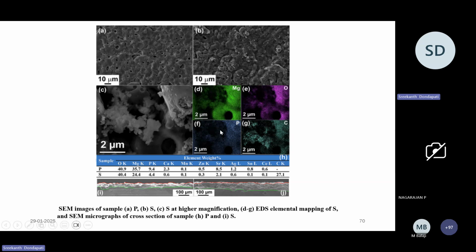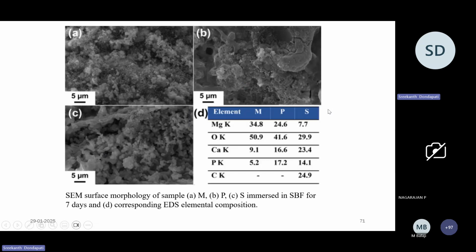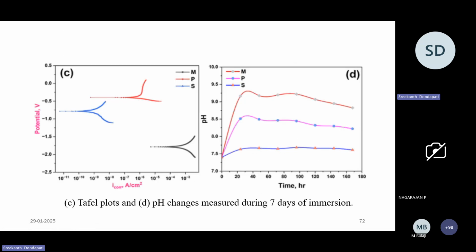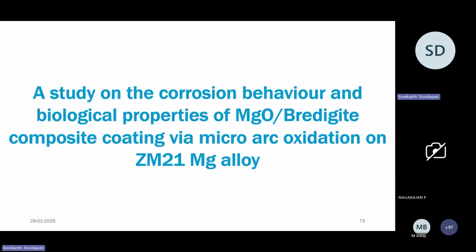Okay, so you can see that. I'm rushing through the slides now because I think time is running short. Of course, the Tafel plots, if you see, even the corrosion resistance also is very good. Okay, and similarly, we have added Bredigite coating.